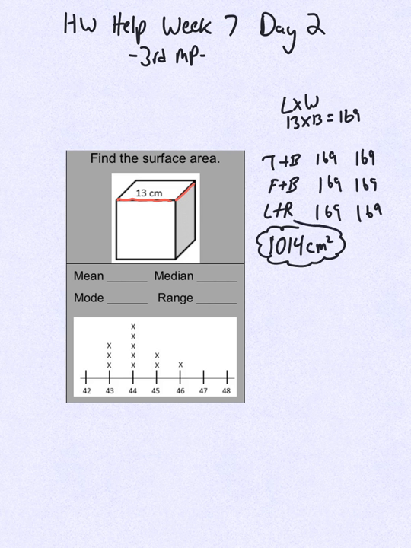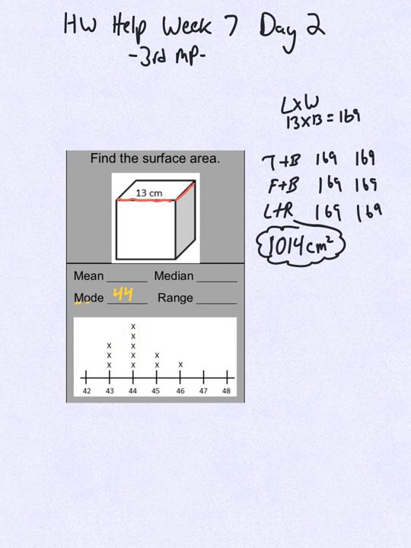Now let's go down and we're going to do some mean, median, mode, and range. So let's start with the easy ones. First off, mode. Remember the MO reminds you that the mode is the number or numbers that occurs the most often. And if you look down here, 44 occurs the most. That's the mode. Done.